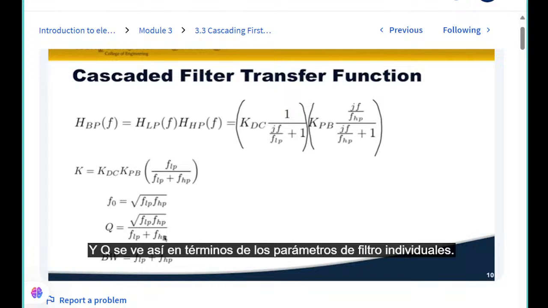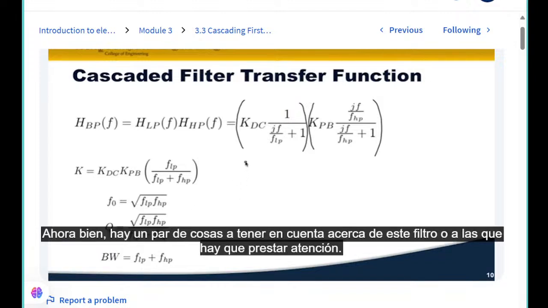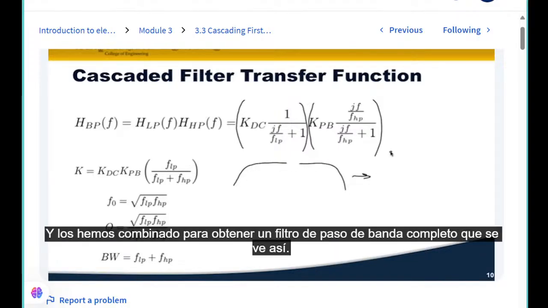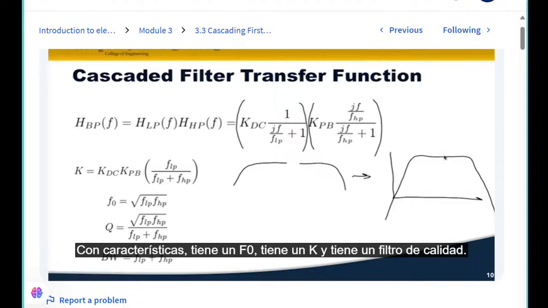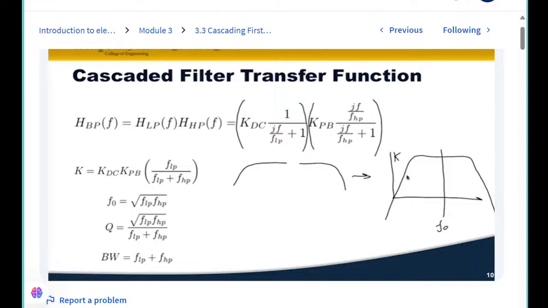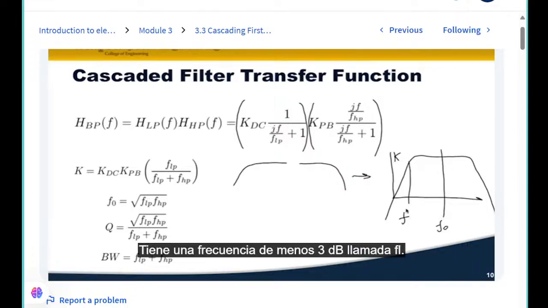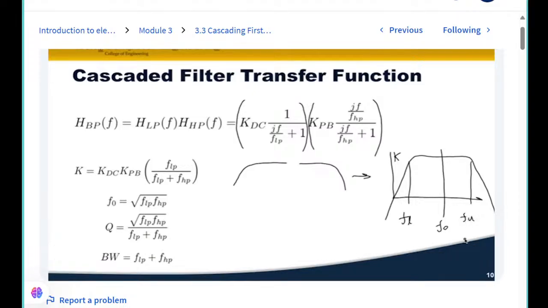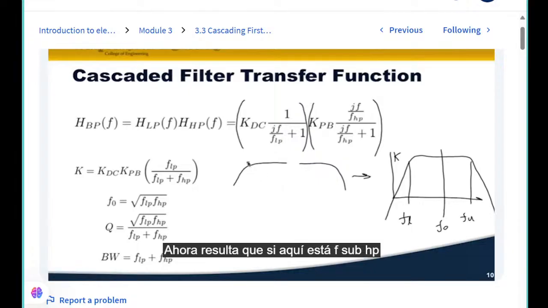individual filter parameters. Now, there are a couple of things to consider about this filter or to pay attention to. Remember how we have formed this filter, we have a high-pass filter and a low-pass filter, and we've combined these to get an overall bandpass filter that looks like this. With characteristics, it has an f0, it has a K, and it has a quality factor. It has its minus 3 dB frequency called FL, and it has another minus 3 dB frequency, the upper minus 3 dB frequency, that we call F sub U. Now, it turns out that if, here is F.